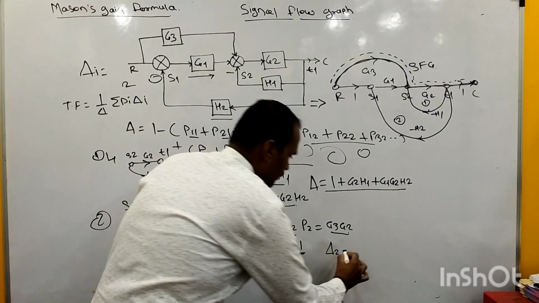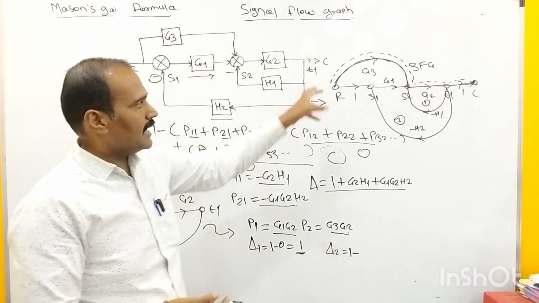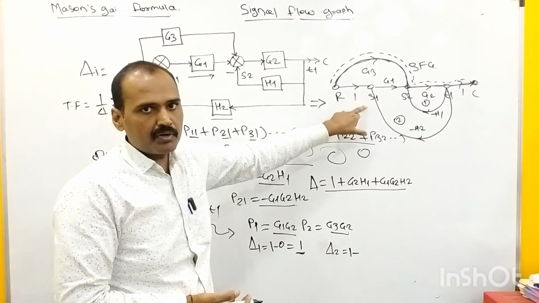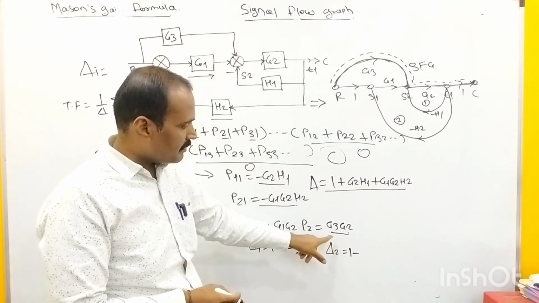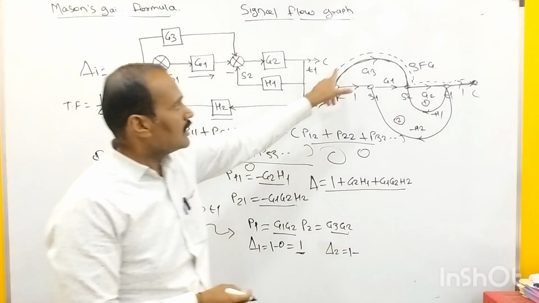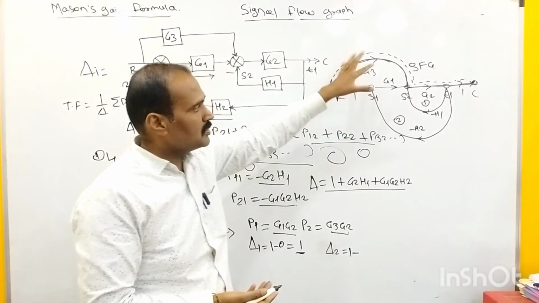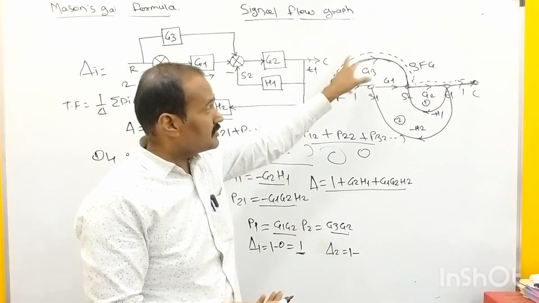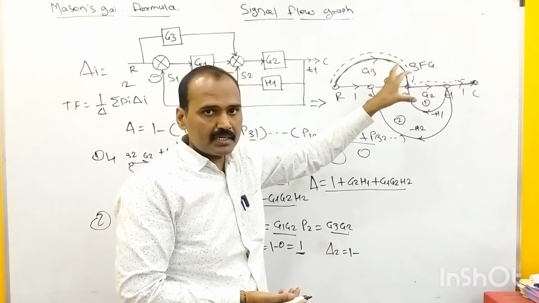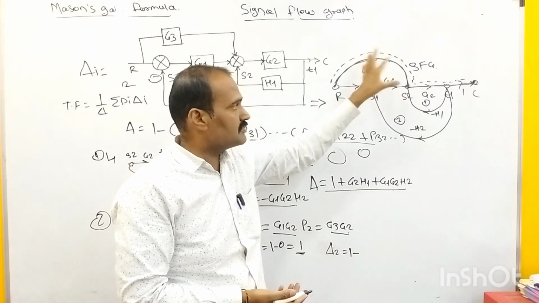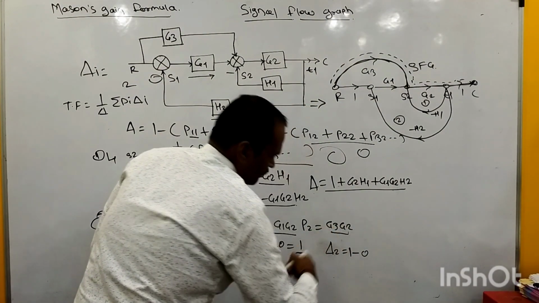So similarly, delta 2 will become 1 minus, and we are supposed to observe whether we have any portion of the signal flow graph representation which does not touch the forward path number 2. The gain of that forward path number 2 is G3 times G2. This dotted portion is our forward path number 2. Again we come to the conclusion that we don't have any such special portion which does not touch the forward path number 2. So delta 2 again becomes 1 minus 0.